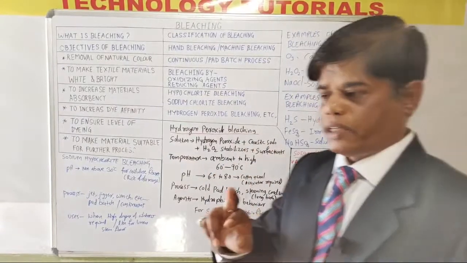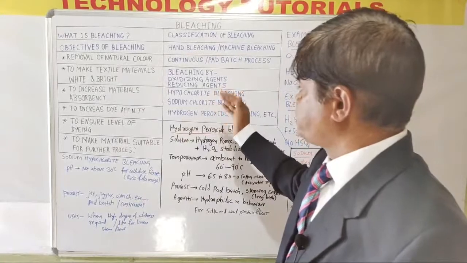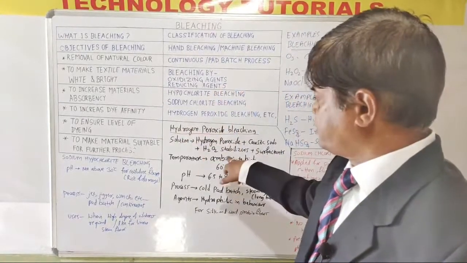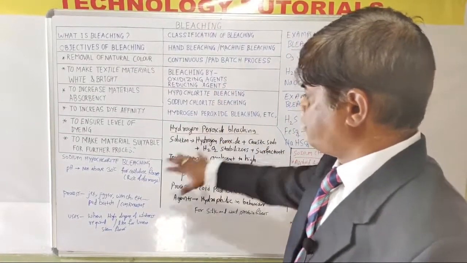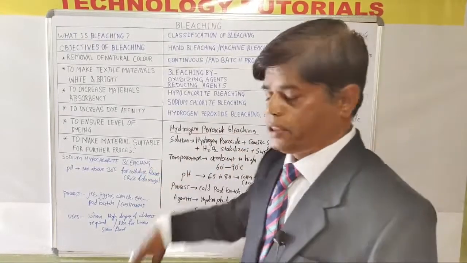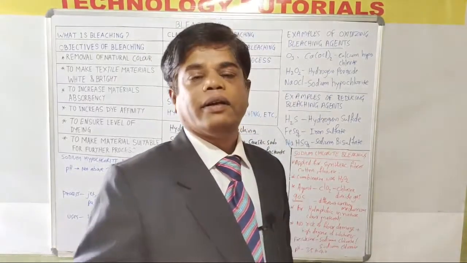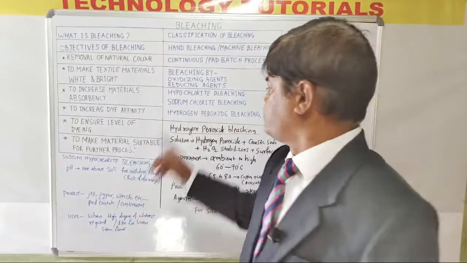Bleaching agents are of two types. One is the oxidizing reaction type, and the second is the reducing reaction type. Whatever methods there are, hydrogen peroxide bleaching, sodium hypochlorite bleaching or sodium chlorite bleaching, all of them depend upon these two.